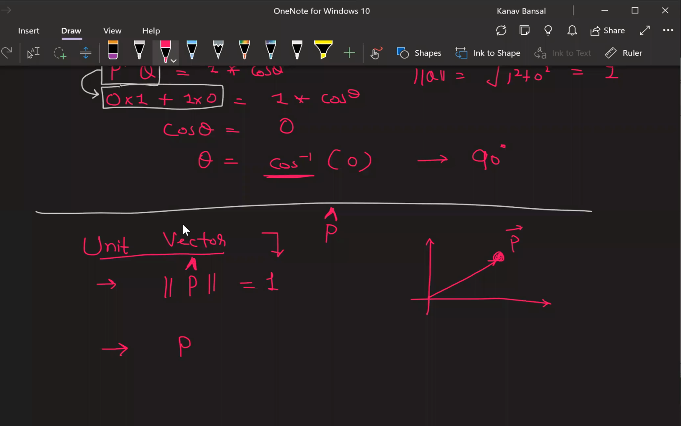Yes, square root of 13, correct, right? So we have p vector is what, right? So p cap is going to be equal to, in this case, 3 divided by under root 13 and 2 divided by under root 13, right? This is the value of p cap.